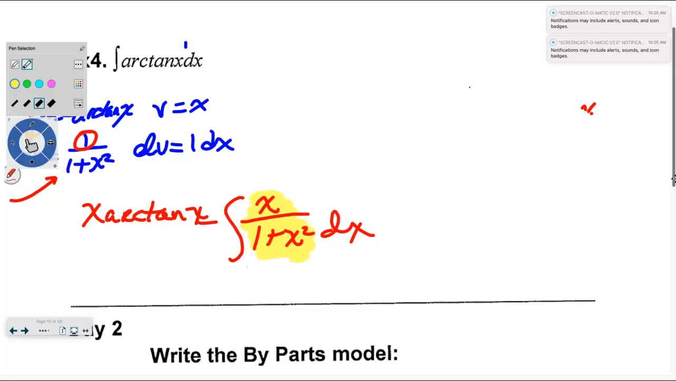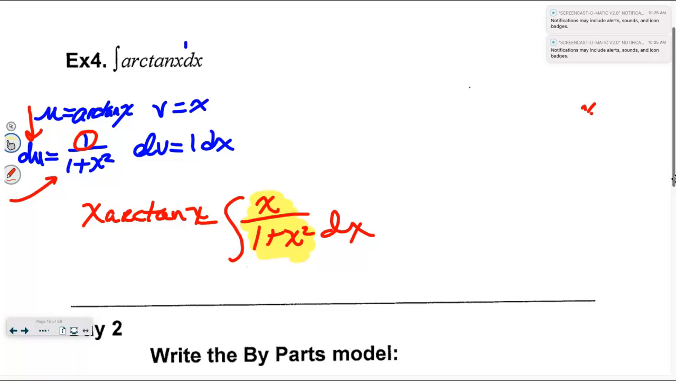What am I gonna use? Who said u-sub? I heard it. Okay, you whispered it. Have confidence. Say u-sub!